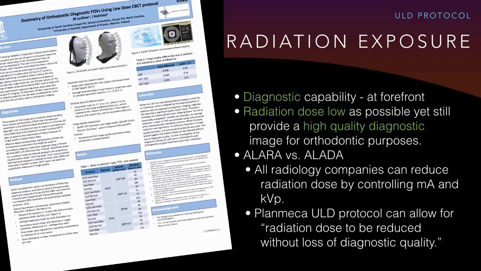that Ludlow did in Koivisto. It was a combination between UNC and University of Helsinki. But they looked at, were they able to maintain high diagnostic quality imagery while lowering the radiation dose? And so the quote from the article is that radiation dose was able to be reduced without a loss of diagnostic quality. So they were able to lower radiation dose by as much as 77%, which is pretty remarkable, and then still maintain high diagnostic quality images.